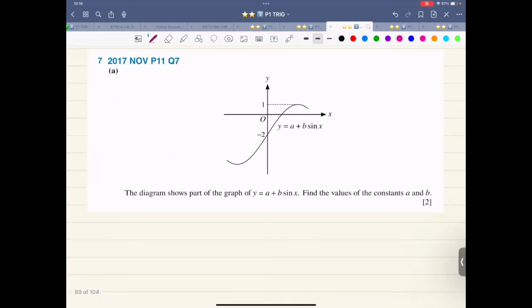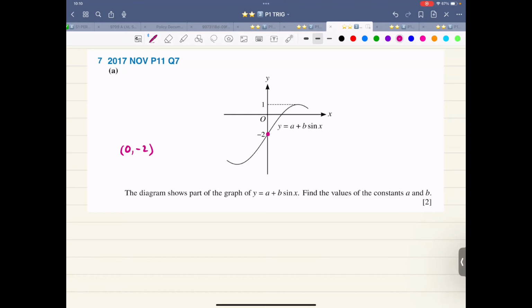Let's do some more questions. Something like this. This we have done in class also. No harm in doing it again. y is equal to a plus b sine x. The diagram shows part of the graph. Find the values of the constants a and b. So now what we observe over here are 2 points. One of them is this thing. This is (0, negative 2). That is the first one.